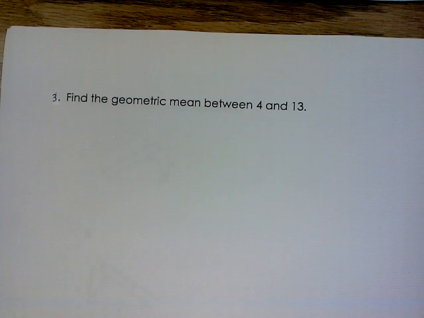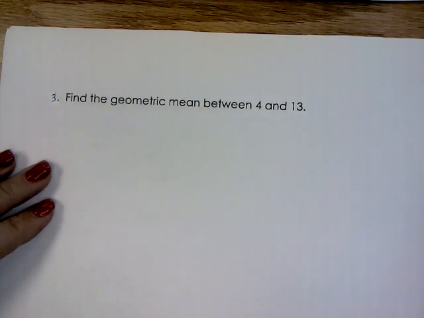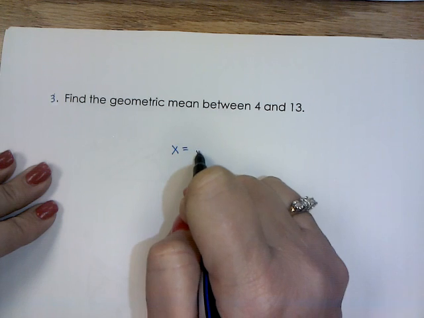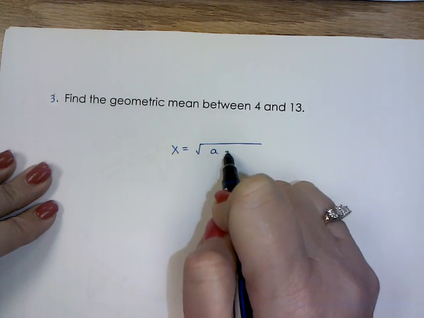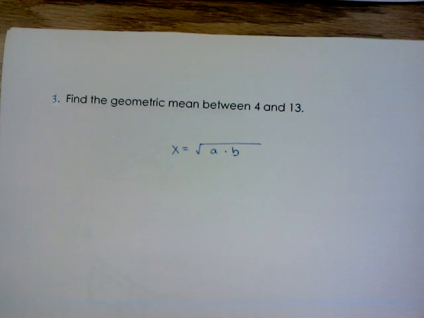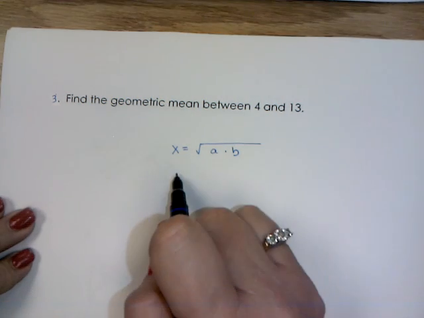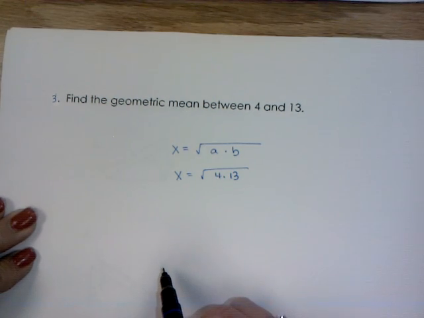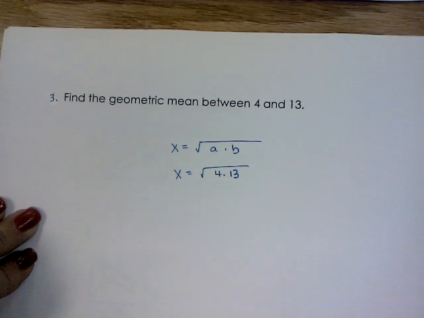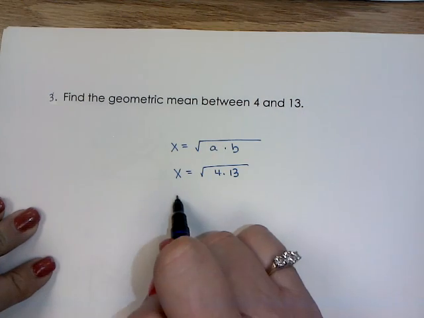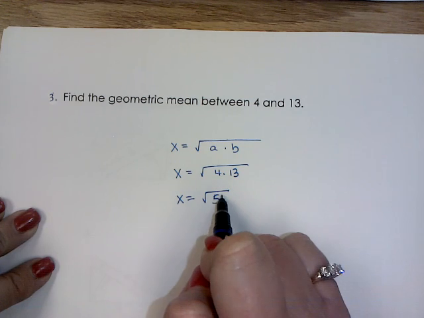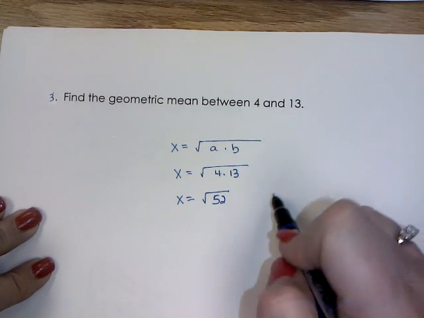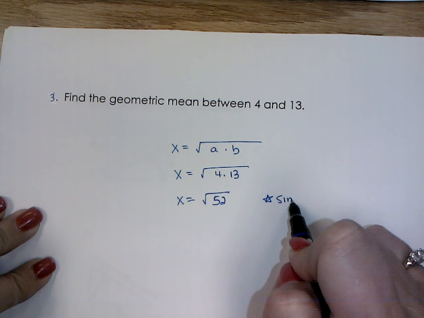Okay, the third thing we're going to talk about today is the geometric mean. If you recall back from Unit 6, the geometric mean by definition said that x equaled the square root of a times b, a and b being my two numbers involved. So in this case, x is going to equal the square root of 4 times 13. So I just take 4 times 13, and I get the square root of 52. Now with the geometric mean, we had all of our answers in simplest radical form.